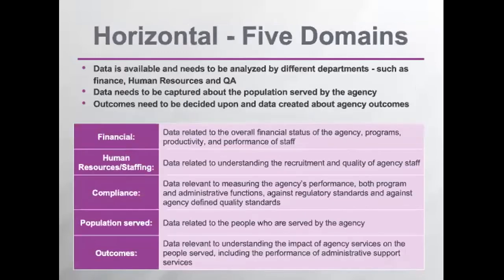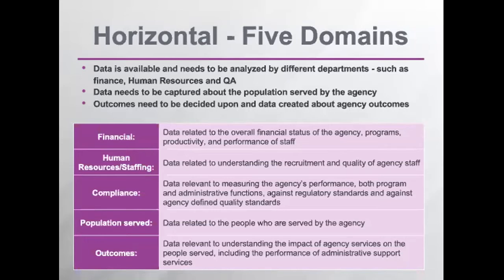So the next way that we would look at the agency is a horizontal cut across the agency. And by horizontal, what we mean is that there are different domains within an agency, right? And they're listed here: finance, human resource capital staffing, compliance issues, quality and compliance, the people that you're providing services to, and the outcomes. And these are defined here.